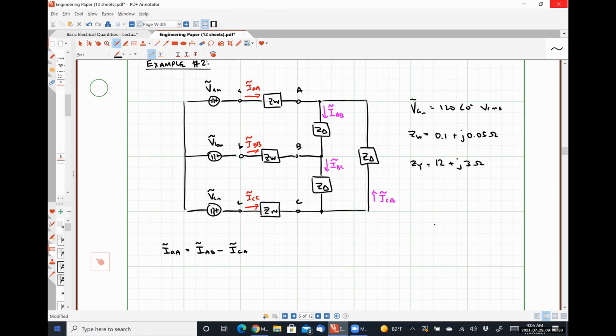Since this is a balanced system, we should be able to say that IAA is just IAB, whatever it is, times 1 angle 0 degrees minus 1 angle negative 240 degrees, because we know that our C phase should lag our A phase by 240. We have enough know-how to get there, setting up a system right now.